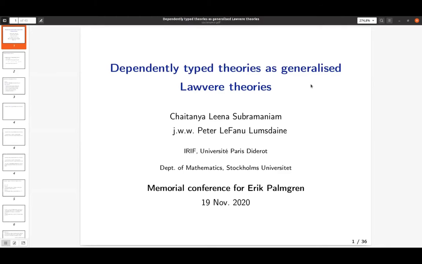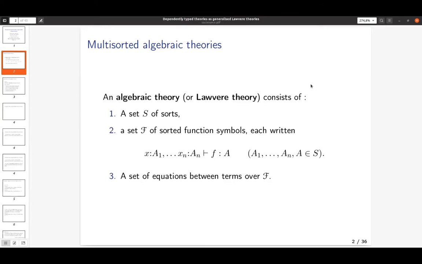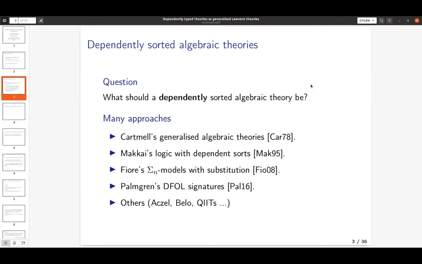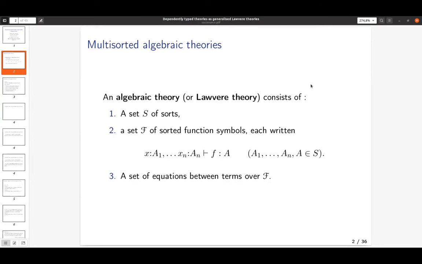Right, so in my talk today, I'll try to present a point of view on dependently typed theories as generalized Lawvere theories. In what sense? Well, let me begin by just recalling what algebraic theories are. A multi-sorted algebraic theory is the data of a set of sorts, a set of function symbols that are typed using these sorts, and a set of equations on terms of the term algebra over these function symbols which have the same type. Right, so this definition is the good old familiar one of multi-sorted algebraic theories.